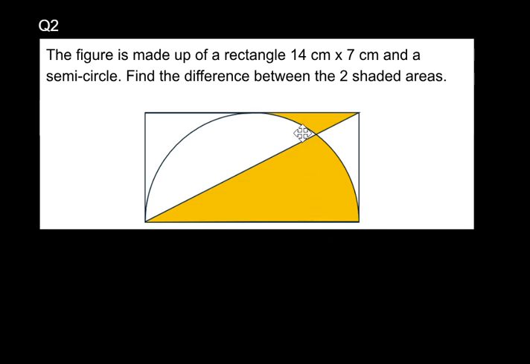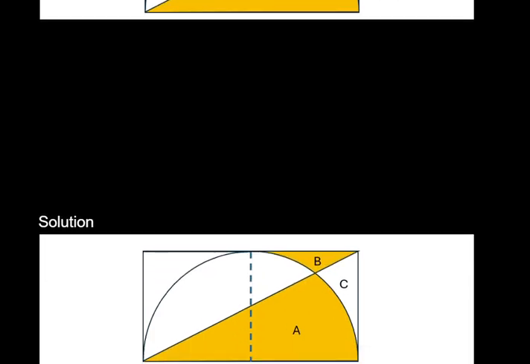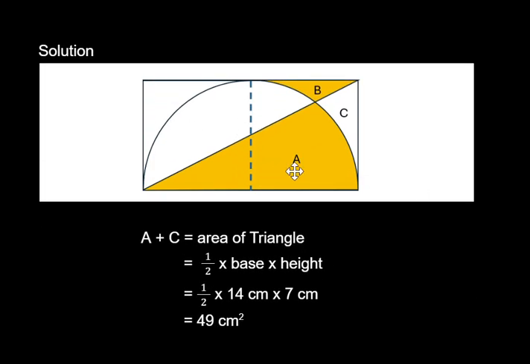Same thing, we try to find something where we know how to find the area. Of course we know how to find the area of a triangle. So this looks like a very good option. But with this and this, is there a way we can find this area here? Okay, let's take a look. I choose this A, B, and C. Of course I know A and C is the area of a triangle, which I have no problem finding: half base times height, which is 49 centimeters squared.